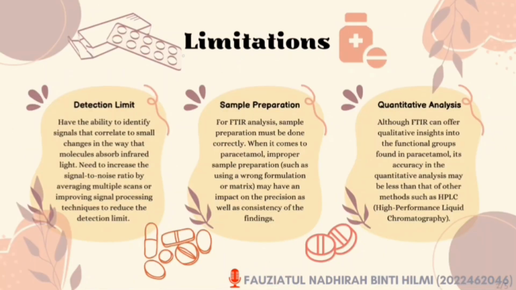The next part is the limitations of FTIR analysis on paracetamol, which is the detection limit. They have the ability to identify signals that correlate to small changes in the way that molecules absorb infrared light. Throughout the analysis, we need to increase the signal-to-noise ratio by averaging multiple scans or improving the signal processing technique to reduce the detection limit.